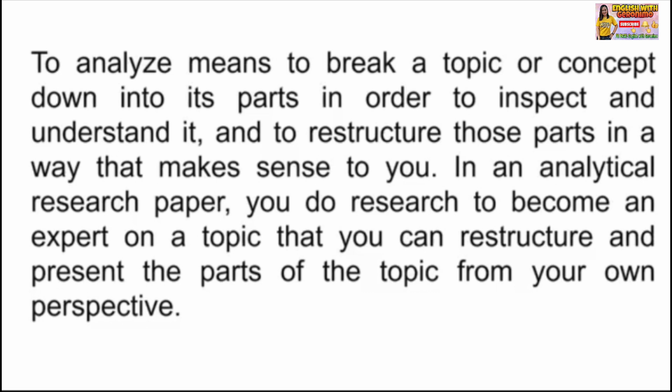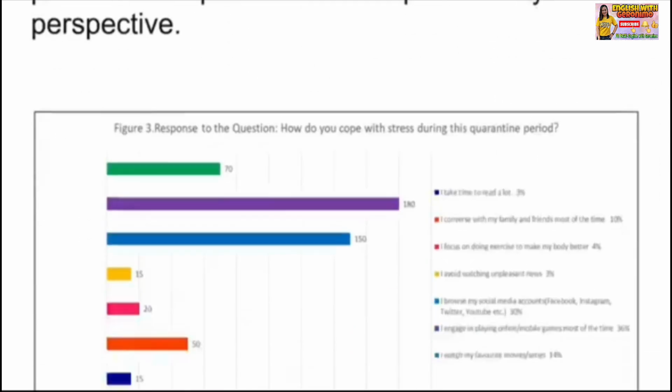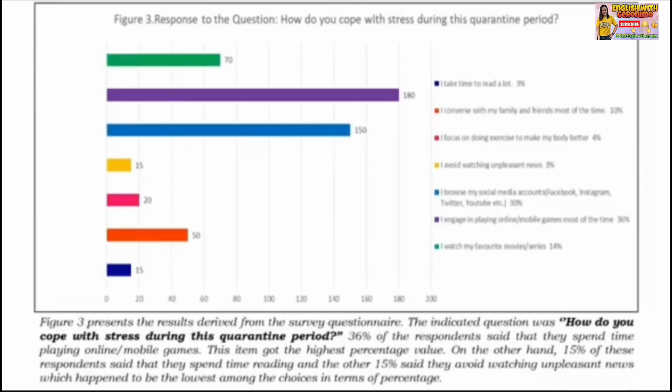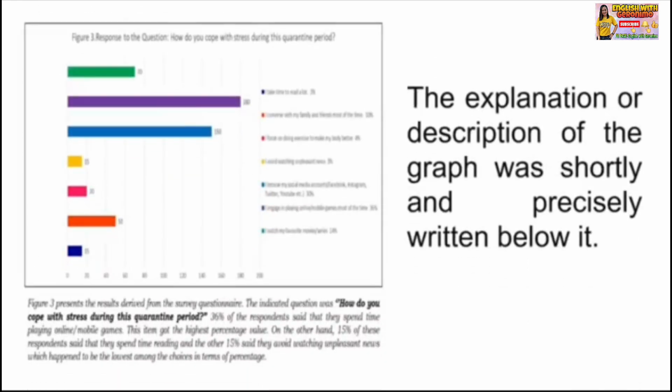To analyze means to break a topic or concept down into its parts in order to inspect and understand it, and to restructure those parts in a way that makes sense to you. In an analytical research paper, you do research to become an expert on a topic that you can restructure and present the parts of the topic from your own perspective. What have you observed with the cited example? The example shows the explanation or description of the graph was shortly and precisely written below it.